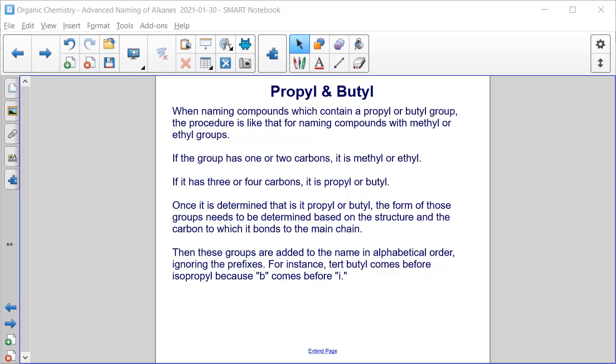Then once you know that, you can add it to the name in alphabetical order, just like we've been doing, ignoring the prefixes sec, tert, N, but not ignoring iso. So for example, tert-butyl would come before isopropyl because the B in butyl comes before the I in isopropyl.